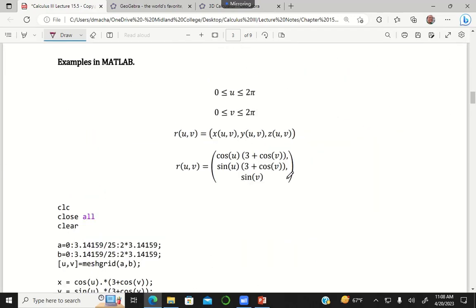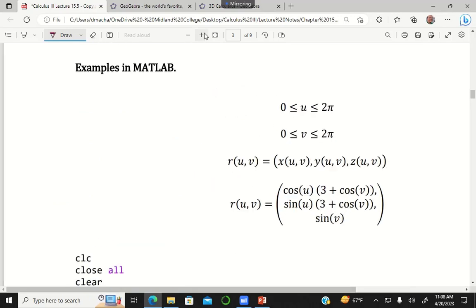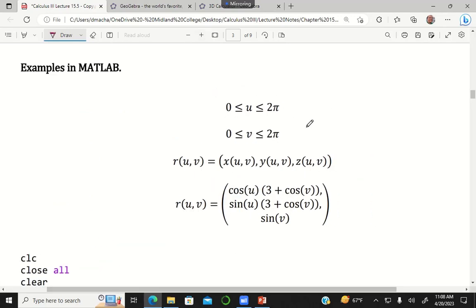Okay, here's an example. Here's a surface where I say my parameter u is going to take on all the values between 0 and 2 pi. My parameter v is going to take on all the values between 0 and 2 pi. And then I'm going to call my surface little lowercase r, just to give it a name. But again, I'm going to give my x-coordinate as a function of u and v, my y-coordinate as a function of u and v, and my z-coordinate as a function of u and v. And these functions are going to be like that.